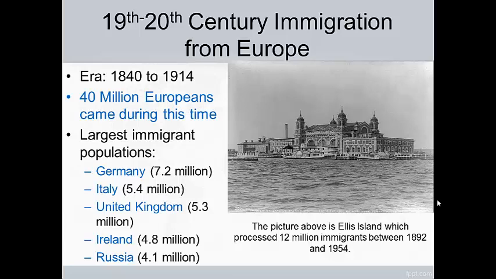And if you came through on the East Coast, well, guess what? You probably can trace your ancestry during this time period back through Ellis Island, where they processed approximately 12 million immigrants between 1892 and 1954. We'll visit Ellis Island in class and talk more about it.